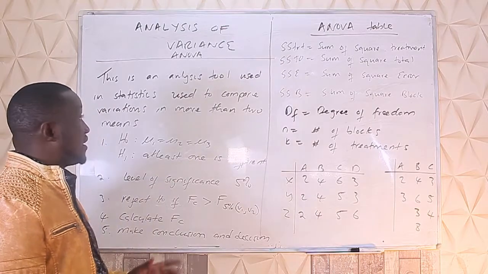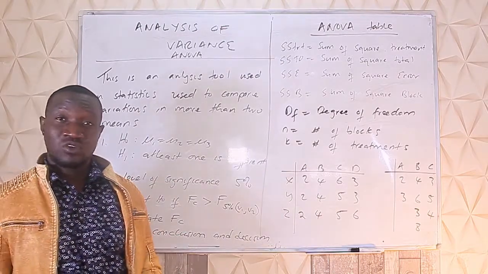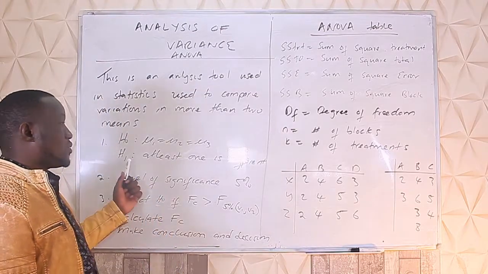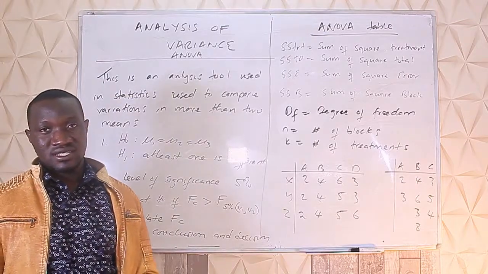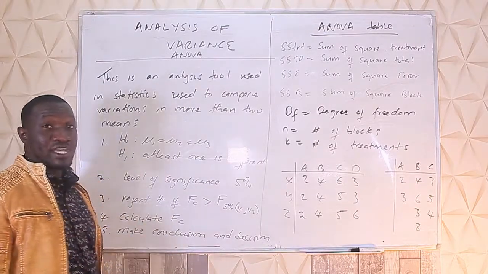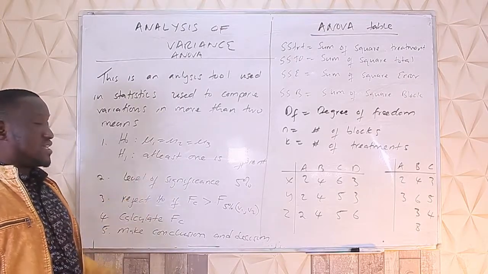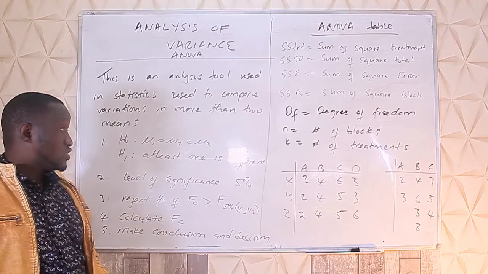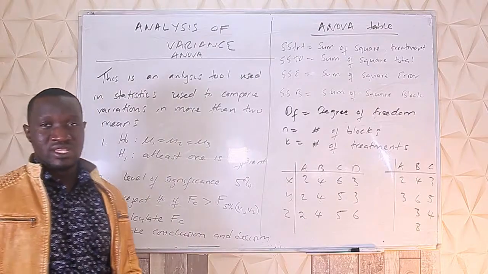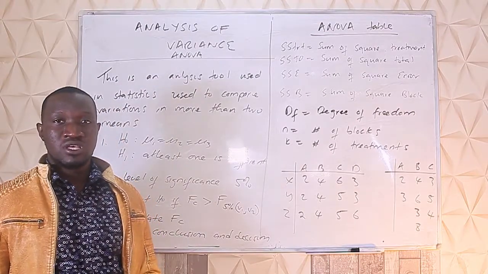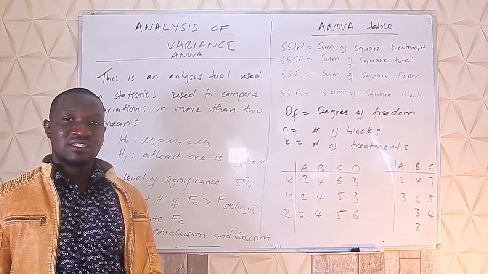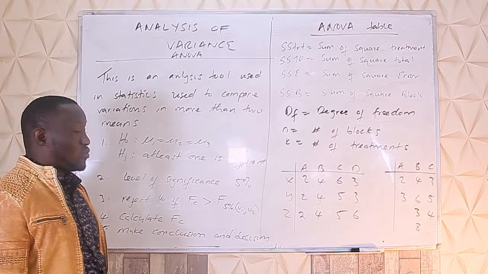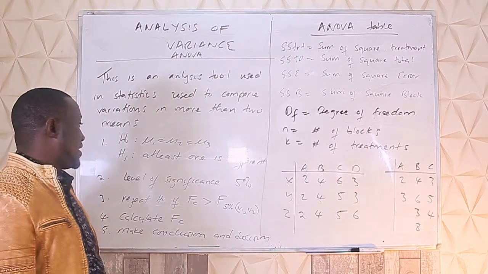To start with, ANOVA is part of hypothesis testing, which follows the 5 steps involved in hypothesis testing. These include, number 1, stating the hypothesis. The null hypothesis, which is denoted by H0, is given by mu1 is equal to mu2 is equal to mu3 is equal to mu n, depending on the number of means that you are dealing with. Remember, ANOVA is only used when you are dealing with variations in means starting from 3 and above. The alternative hypothesis here will state that at least one mean is different.